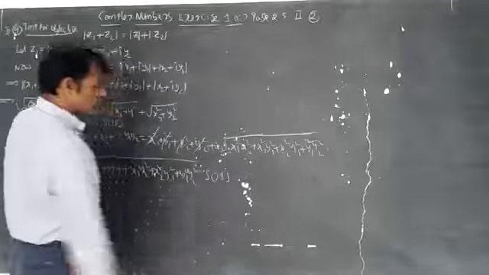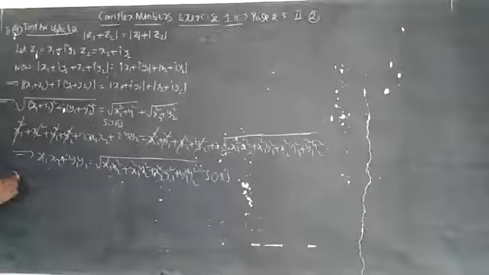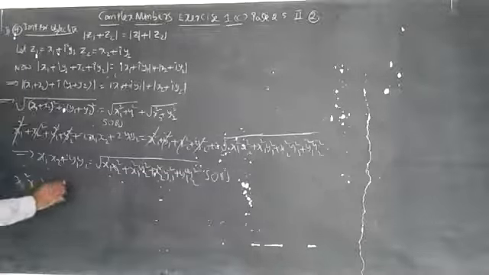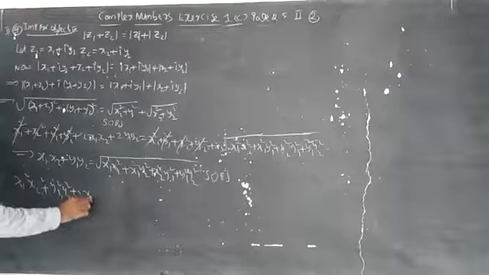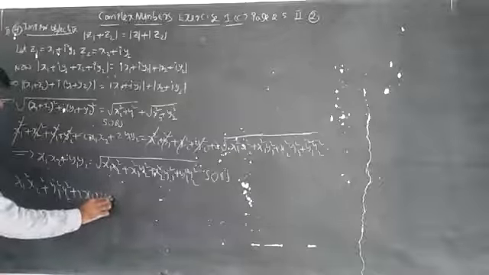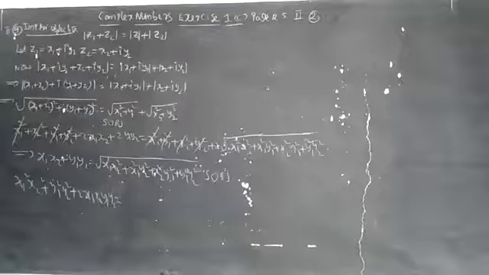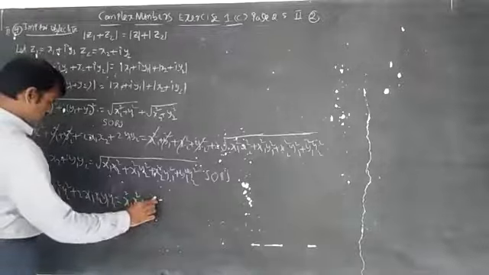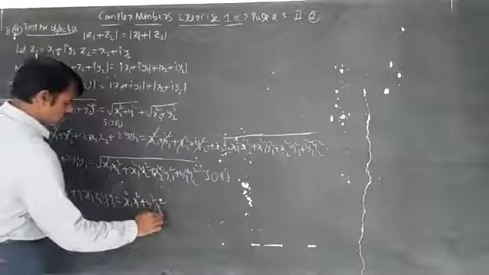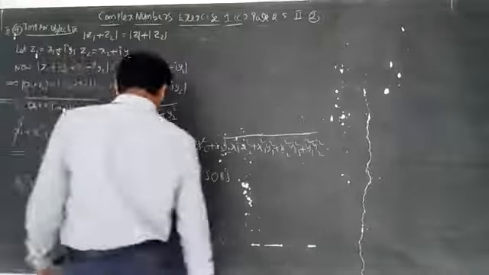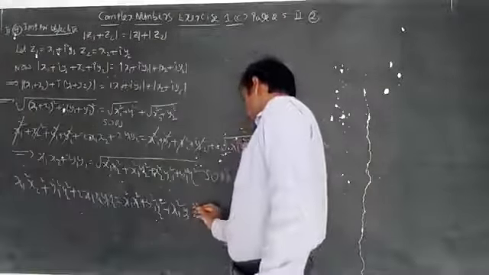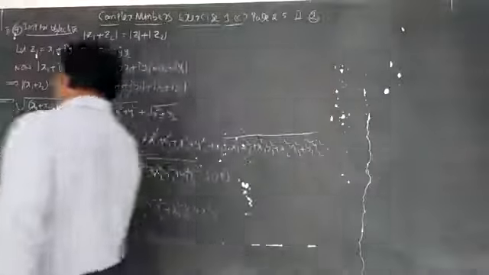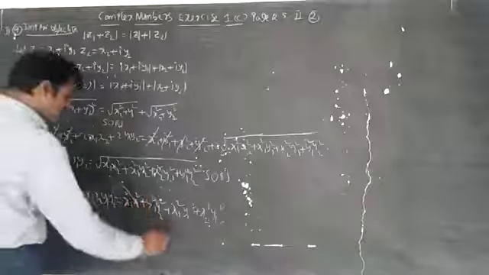Now take squaring both sides. By squaring both sides we can write here x1 square x2 square plus y1 square y2 square plus 2 x1 x2 y1 y2 is equal to x1 square x2 square plus y1 square y2 square plus x1 square y2 square plus x2 square y1 square. That's all. Now x1 square x2 square gets cancelled both sides, y1 square y2 square gets cancelled both sides.